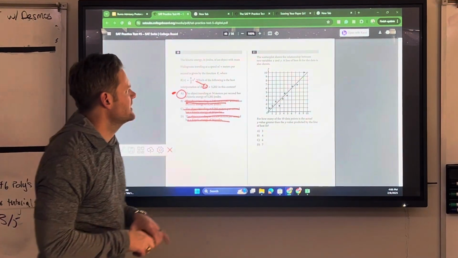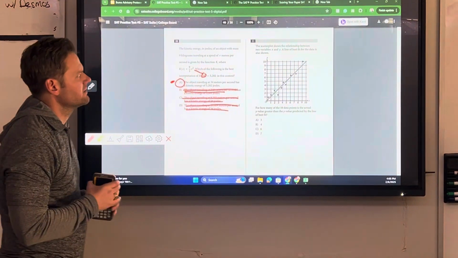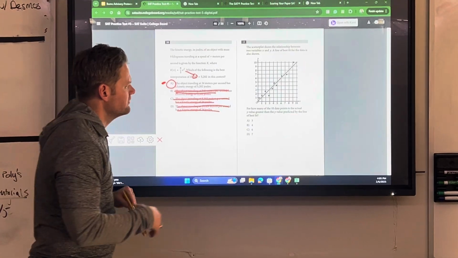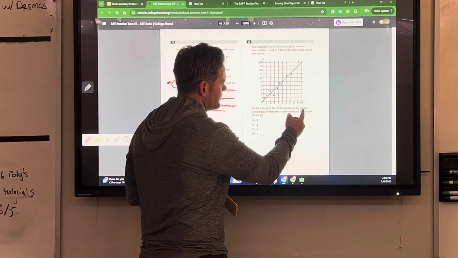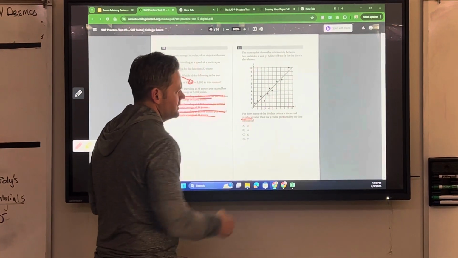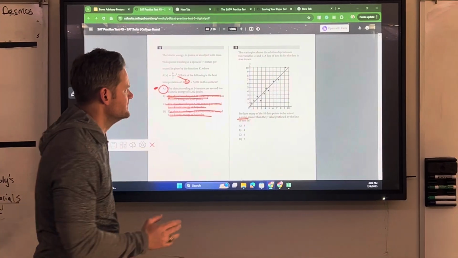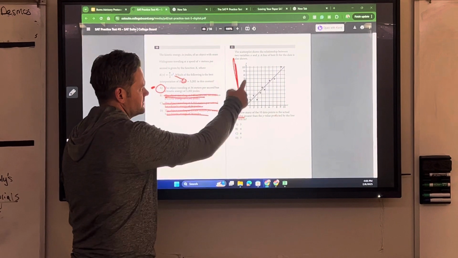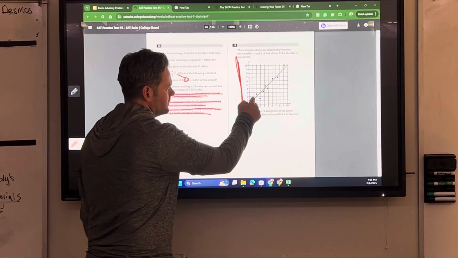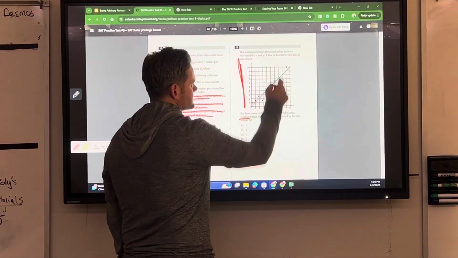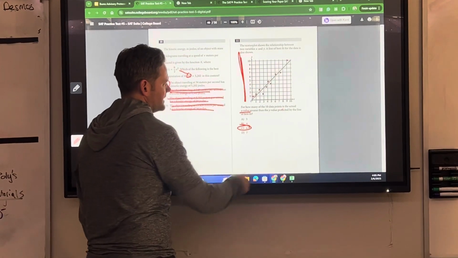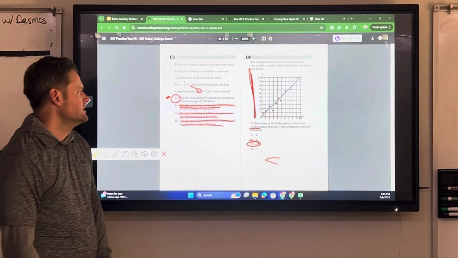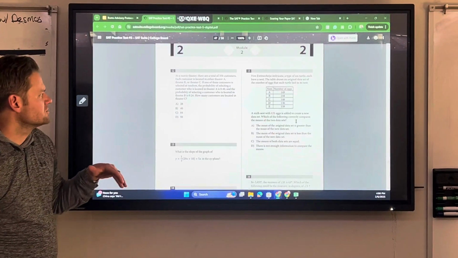Number 11, the scatter plot shows the relationship between two variables, x and y. A line of best fit is on the data. For how many of the 10 data points is the actual y value greater than the y value predicted? Remember, y value, it's this vertical value over here. Where are the dots above the line? 1, 2, 3, 4, 5, 6. All right, so I got 6 spots above the line. So the answer to number 11 is C, 6. All right, moving on to number 12.